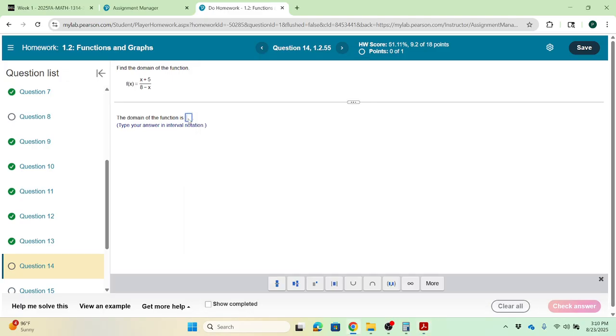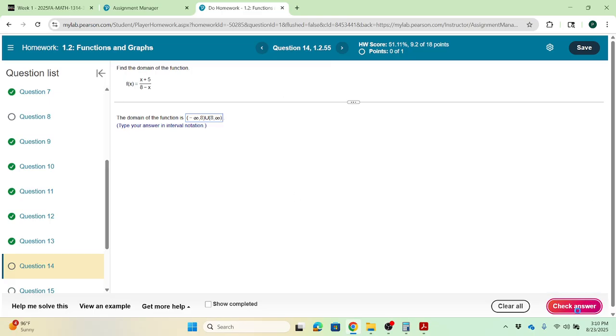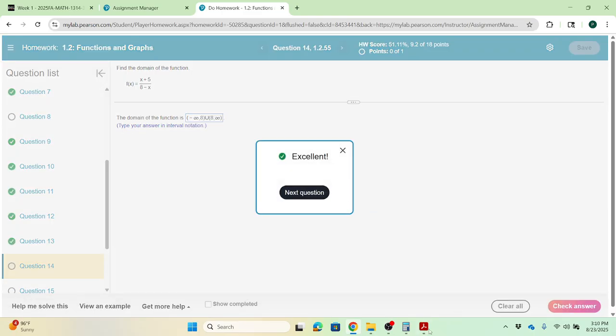How do you write it? Anything from the left side of the 8, union anything from the right side of the 8. So that's the domain of this function. Excellent. Okay, that's all for this section.